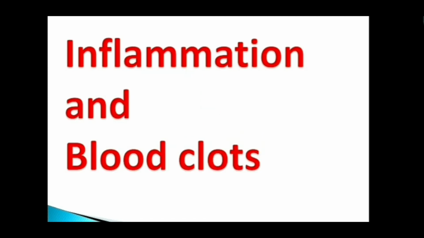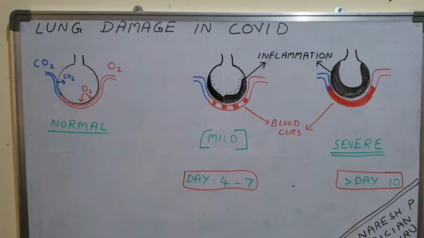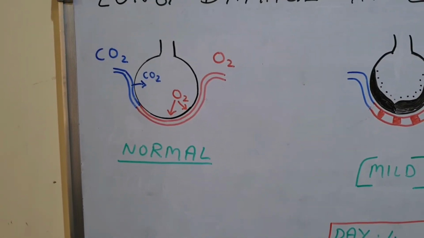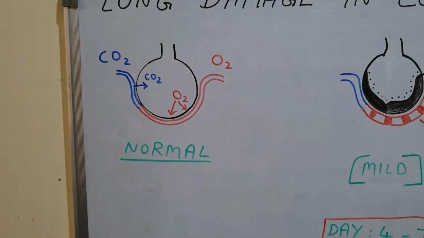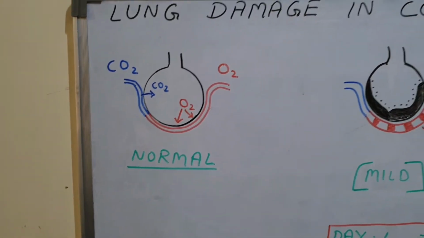Now, what does COVID do to the lung? Once the virus enters the lung, it's going to cause damage by these two mechanisms: causing inflammation and causing blood clots. As you can see here, to the left side is the normal air sac or the alveoli. Exchange of carbon dioxide and oxygen is taking place. So this is the normal.